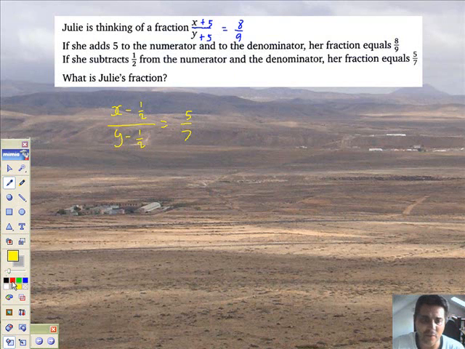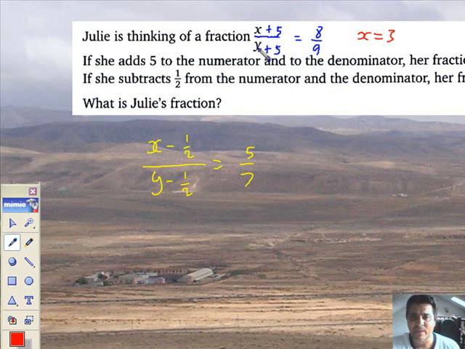Let's just work here for a moment in red. Look, if x plus 5 equals 8, x equals 3. If y plus 5 equals 9, then y must equal 4, because 4 plus 5 makes 9. Now we need to test each of these values in this equation as well. If it works, then we've got it. So let's just substitute the 3 here.